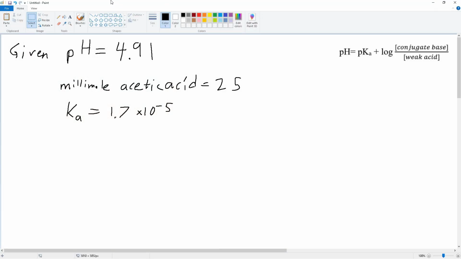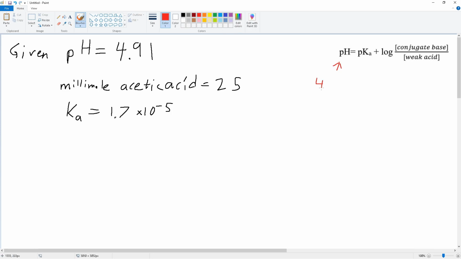So here we have the example of acetic acid, and here's what we're given. We have a pH of 4.91. We're also given the millimoles of acetic acid and a Ka of 1.7 times 10 to the negative 5. And we are trying to find the millimoles of the conjugate base, and I'll just say it's, let's say, sodium acetate.